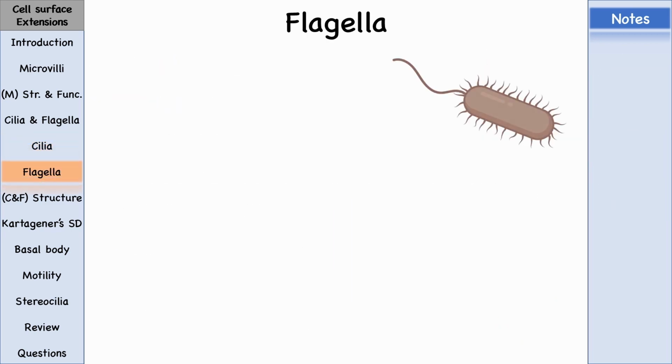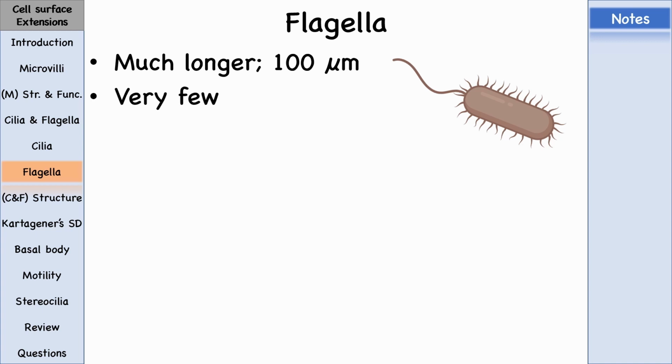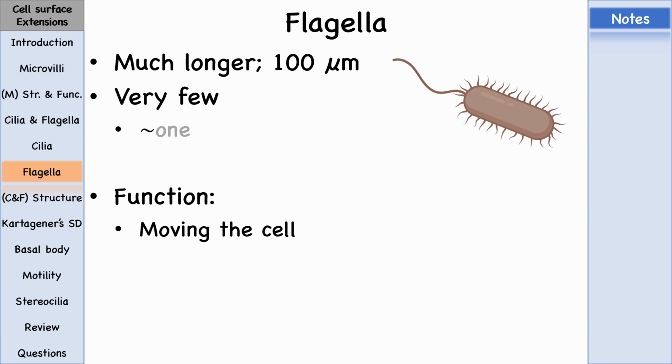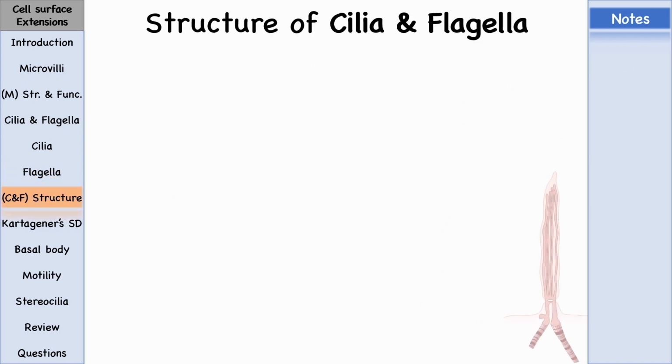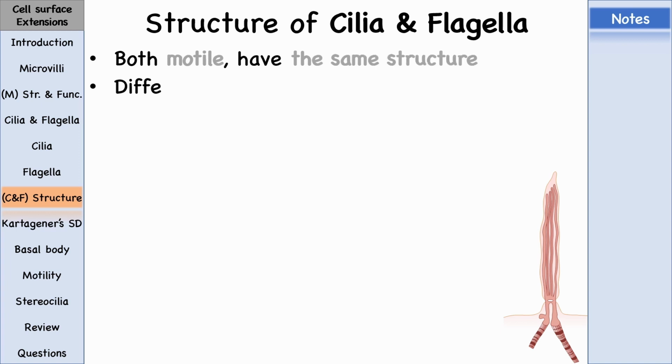As for the flagella, they are much longer than the cilia. Their length is 100 micrometers or more. And unlike cilia, the flagella are present in the cell in very few numbers. In most cells, it is only one. And since the flagellum is very long, its main function is to move the cell itself. The only example in humans is the sperm in men, which moves using its flagellum, and there are many examples in bacteria. Cilia and flagella are both motile, and both have the same structure, the only difference being the length.